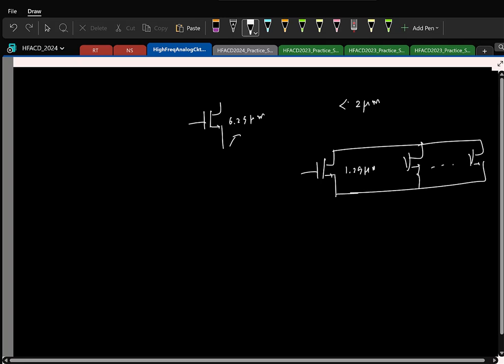And typically, this is set using something called fingers. I'll explain it later when we look at layout. So basically, we have something called a finger. A finger can be thought of as a single instance of a transistor. And here I've chosen the finger width as 1.25 micrometers, one single instance. And then you can specify the number of fingers, that is the number of them that you are putting in parallel. As of now, you can think of it like this.